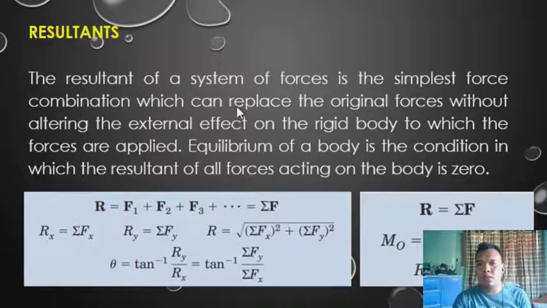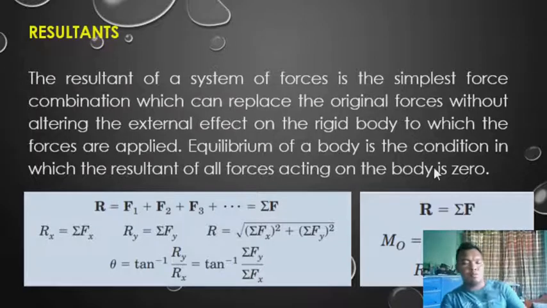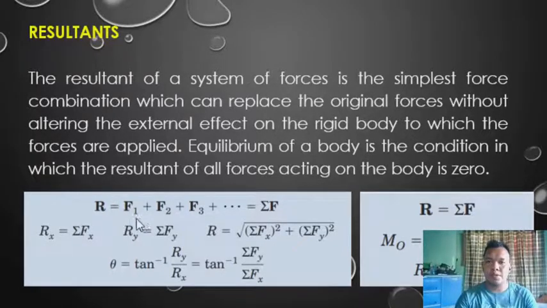The resultant of a system of a force is the simplest force combination which can replace the original force without altering the external effect of the rigid body to which the forces are applied. Equilibrium of the body is the condition in which the resultant of all forces acting on the body is zero. No? So, kapag pinag-usapan natin yung resultant, ibig sabihin, may equilibrium na pinag-usapan tayo. No? So, ibig sabihin lang, R is equivalent kay F1 force 1 plus force 2 plus force 3 plus etc. Ibig sabihin, si R is the summation of all forces. Ito. No? So, since may mga angle tayo, pwede natin i-consider muna yung component. So, we have here Rx and Ry.